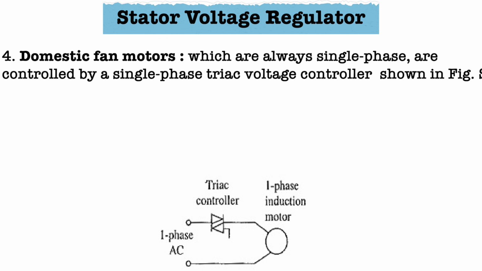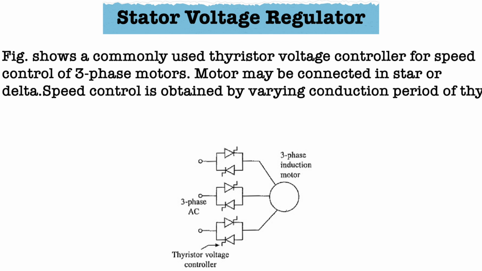Industrial fans and pumps are usually driven by three-phase motors. The figure shows a commonly used thyristor voltage controller for speed control of three-phase motor. Motor may be connected in star or delta. Speed control is obtained by varying conduction period of the thyristor. For low power rating, anti-paralleled thyristor pair in each phase can be replaced by a triac.